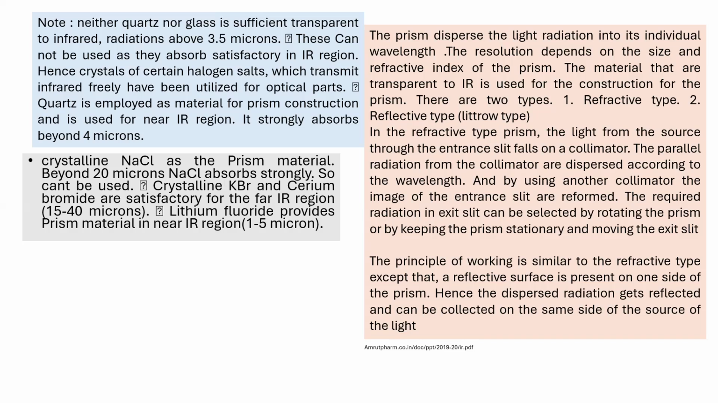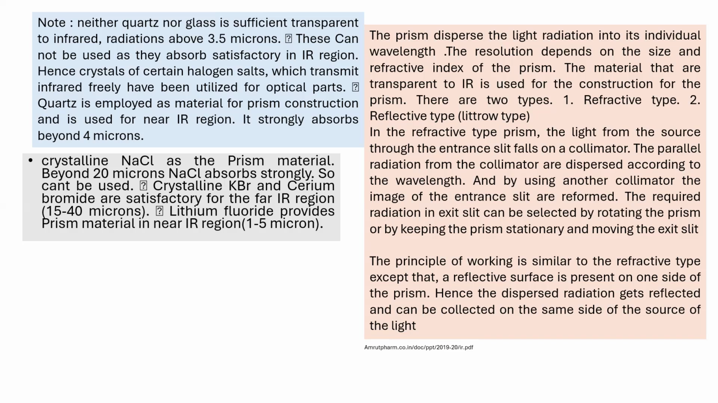So in the refractive type and reflective type, what is the difference? Let's look into it. In the refractive type prism, the light from the source through the entrance slit will fall on the collimator lens, which is going to collect the initial light. The parallel radiation from the collimator is dispersed according to the wavelength, and by using another lens, the image of the entrance slit is reformed. The required radiation at the exit slit can be selected by rotating the prism. Now, these are the working details. You need not worry. You can just remember refractive type and reflective type.